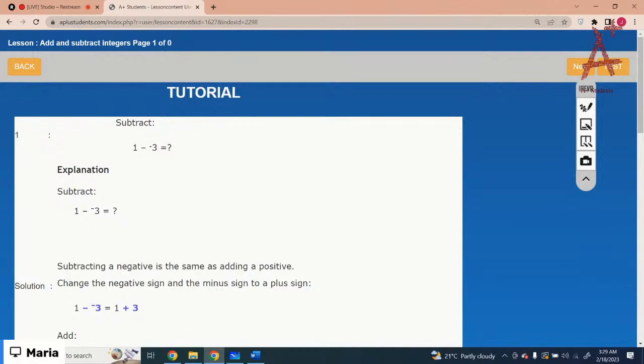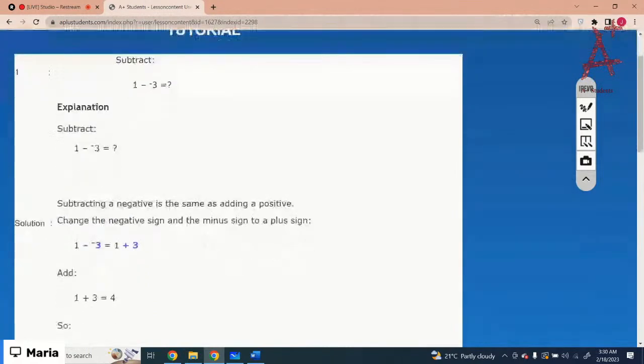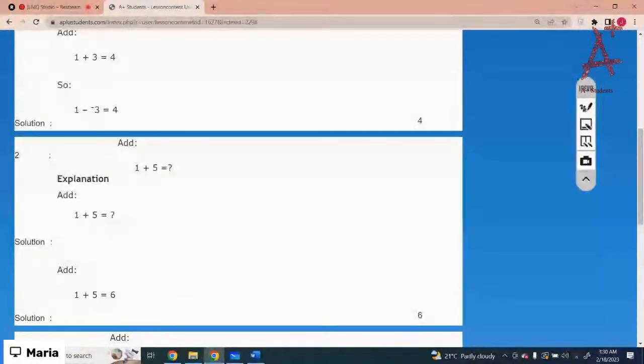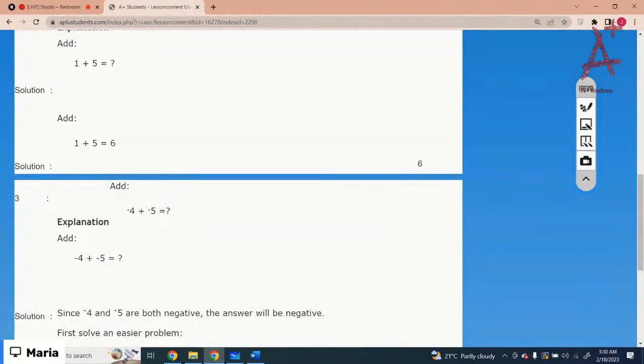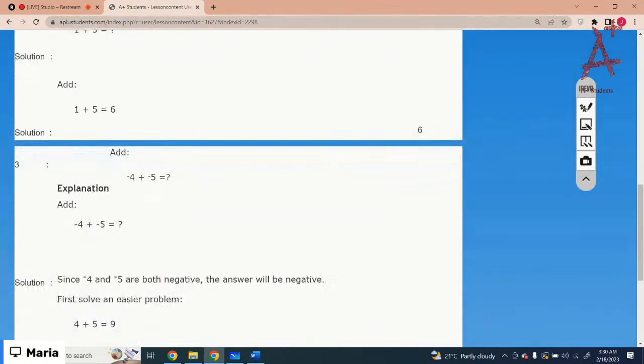Okay. The next one is 1 plus 5. Both the numbers are positive. That is a simple one. If both the numbers are positive, simply add them. Got it? Okay, the next one is negative 5 plus negative 4. Both the numbers are negative. Got it? So the answer must be negative. And you have to add them. So 5 plus 4 is 9. So the correct option is negative 9. Got it?